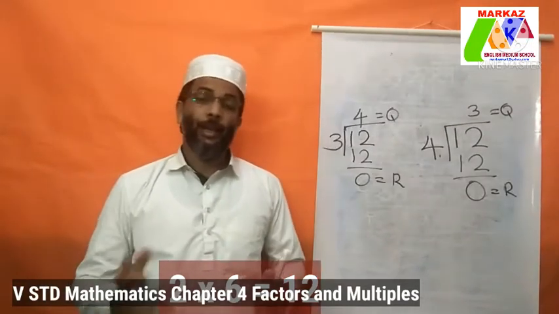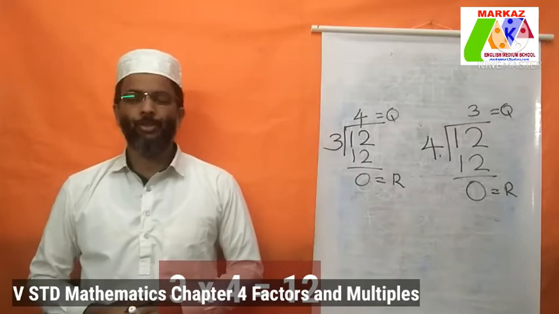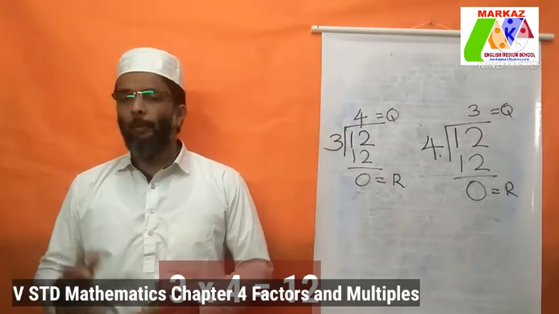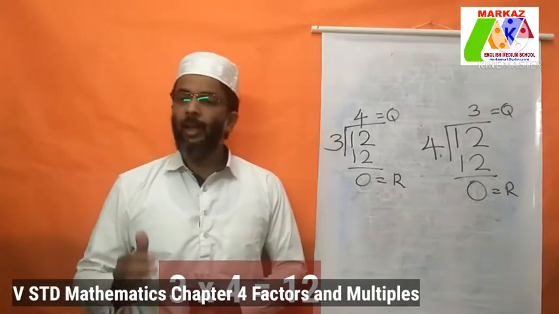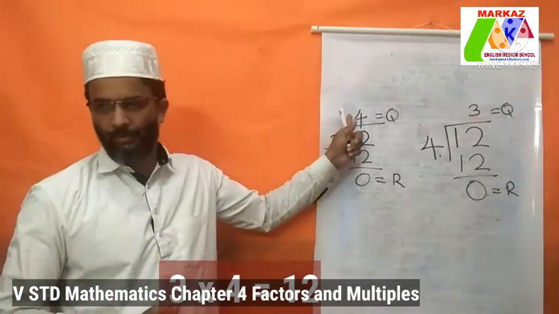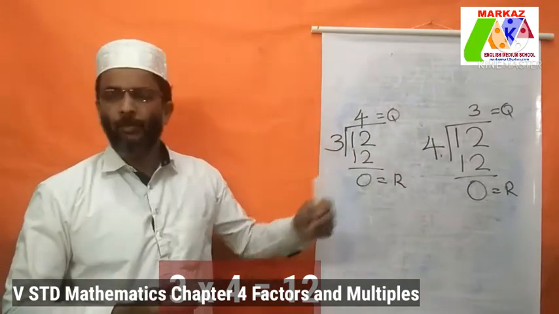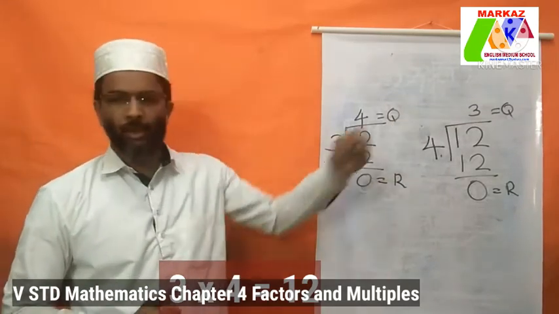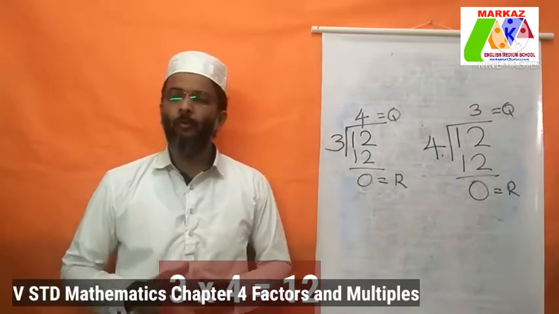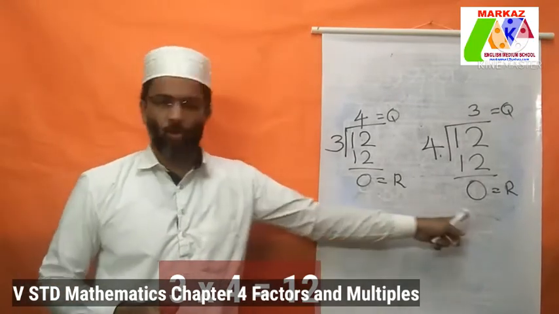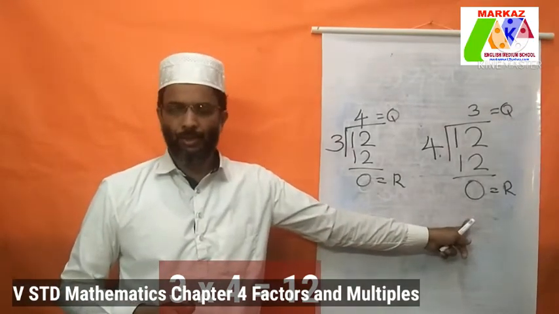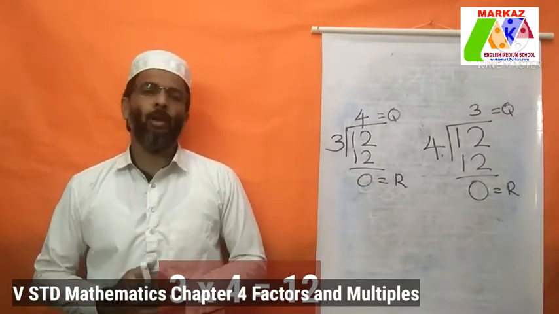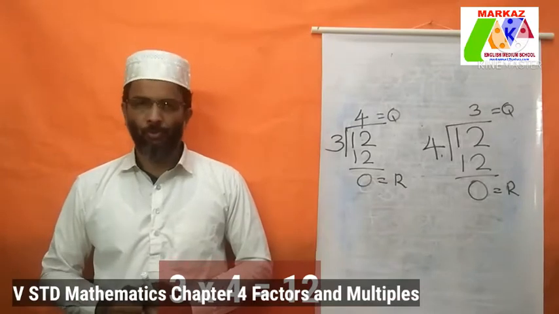Okay. Next pair, 3 into 4 is equal to 12. Here, if we divide 12 by 3, we get 4 as the quotient. And if we divide 12 by 4, we get the quotient as 3. Here also, we get the remainder as 0 in both the divisions. Therefore, it means that 12 is divisible by 3 and 4.